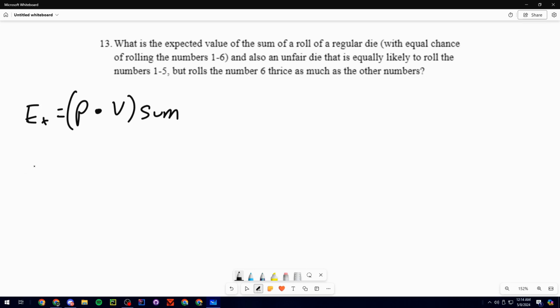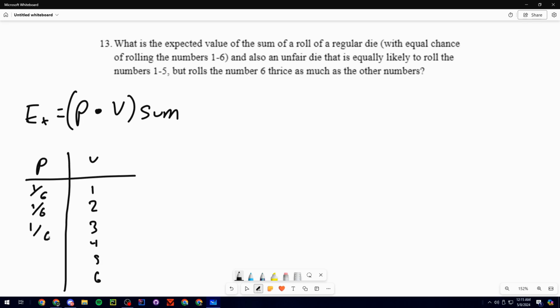The best way to think about it is like a table. For the regular die, I'm going to have P on one side and V on the other. So 1, 2, 3, 4, 5, 6, those are your 6 different values for the die. All of them have a probability of 1/6, because it's equal probability. This means that the expected value is 1/6 plus 2/6 plus 3/6, etc. I'm going to calculate that in a bit.